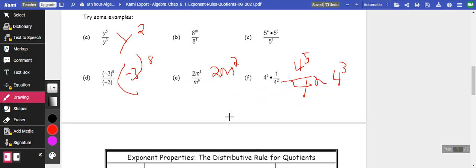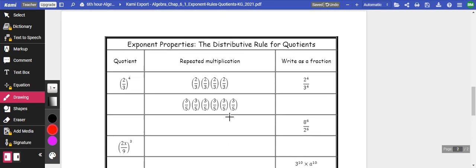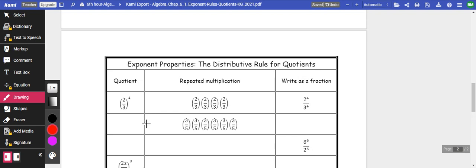All right, we're going to do other stuff with the quotient rule. We're going to look at the distributive property. So we're just going to look at this first example right here. 2 thirds to the 4th just means you have 2 to the 4th over 3 to the 4th. So 2 thirds to the 4th is the same as 2 to the 4th over 3 to the 4th.